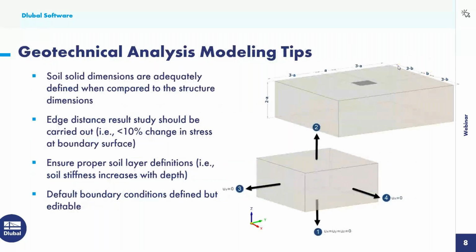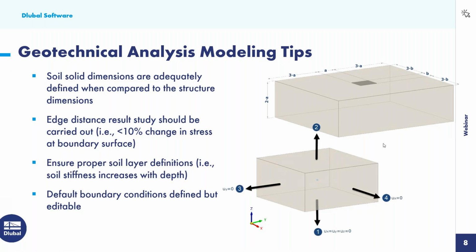So on this next slide, we do have a few modeling tips when we're talking about this 3D soil solid. The solid dimensions should be adequately defined when we compare this to the structure's dimensions. And this is an image taken directly from our online help manual here in the upper right-hand corner, where our structure is going to have the dimensions A and B. So therefore, these are the starting recommendations here for the size of our soil solid.